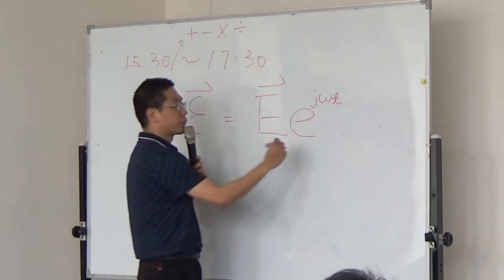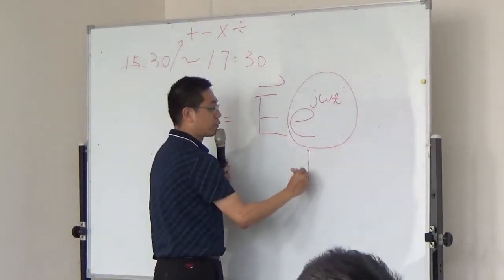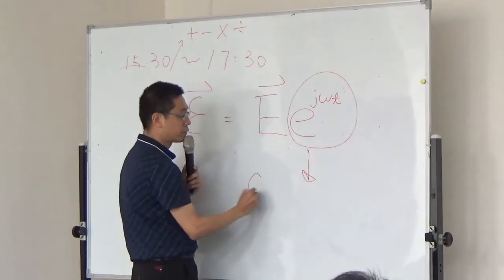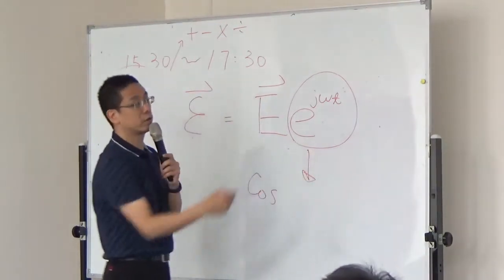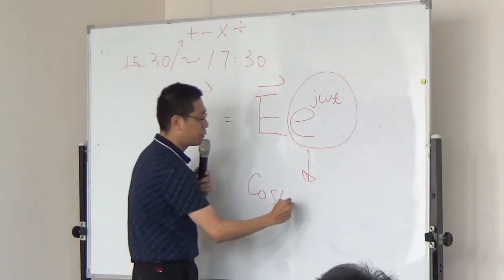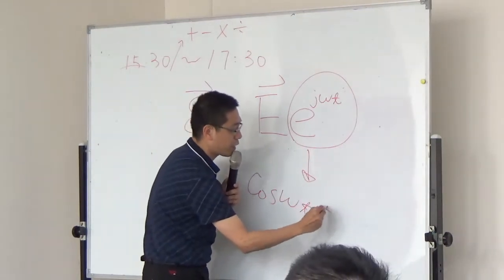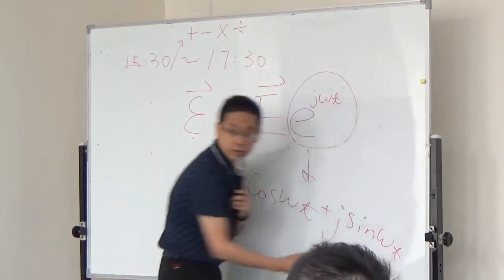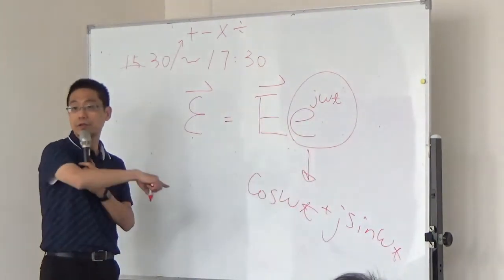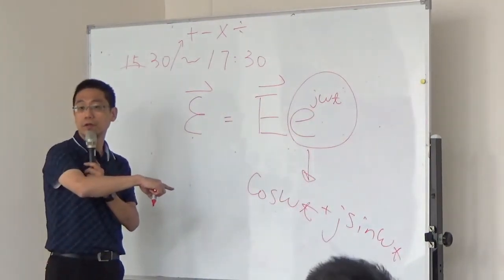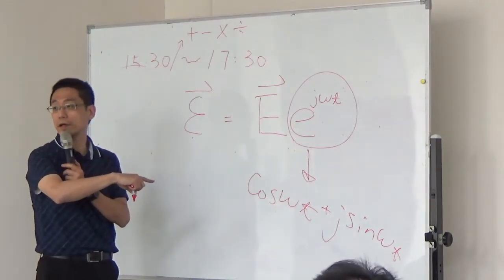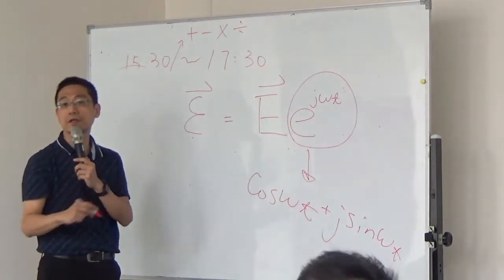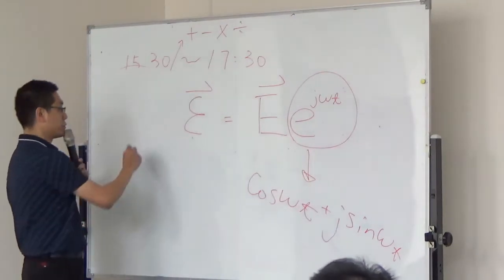What is this? As I already wrote down, this is cosine omega t plus j sine omega t. Did you guys know this before? This is Euler's rule, right? For complex variables.